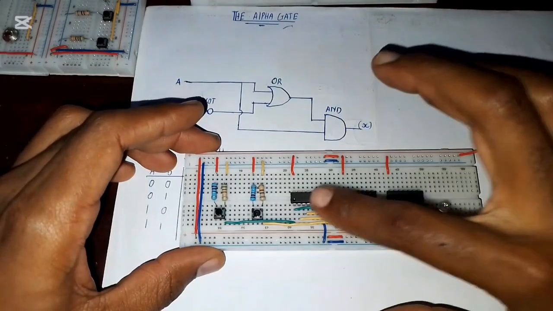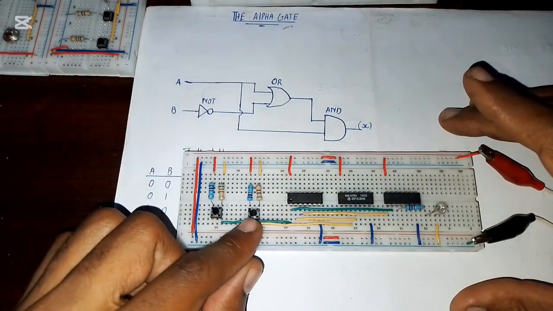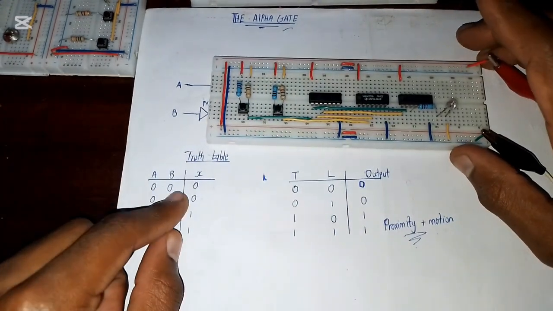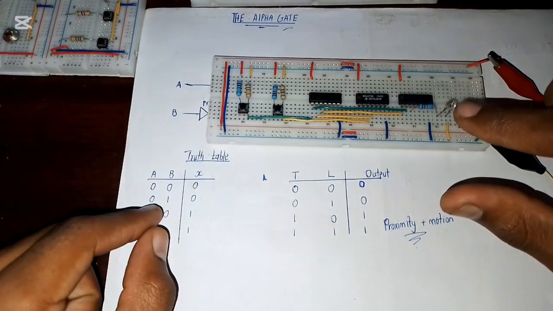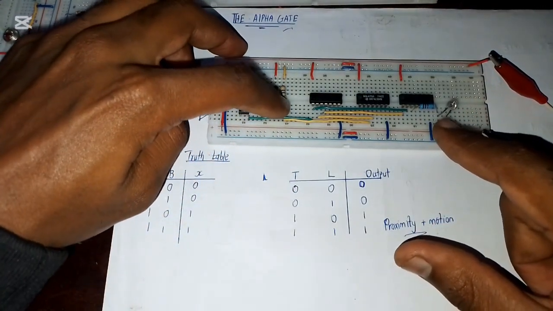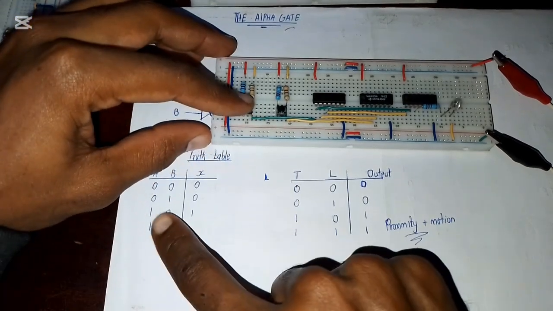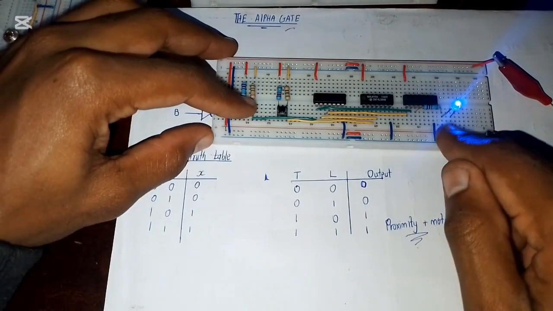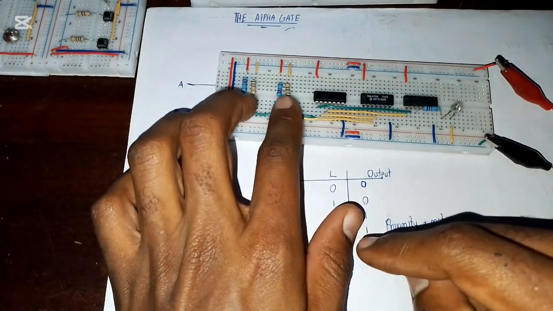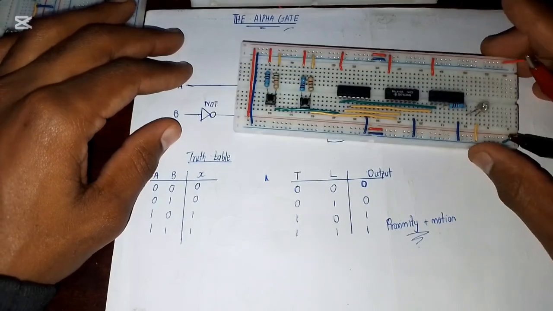So I'm using logic gates to make it. We have input A right here and input B right here. As you can see in the truth table, when both of them are 0, the output is 0. If B is on, the output is still off. You can see the LED not turning on. If A is on and B is 0, the output is on, like that. If both of them are on, the output is still on.